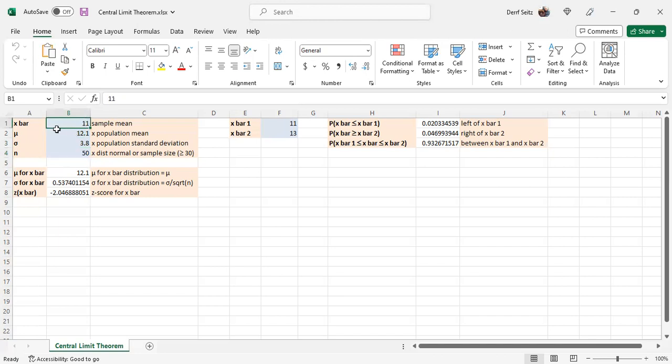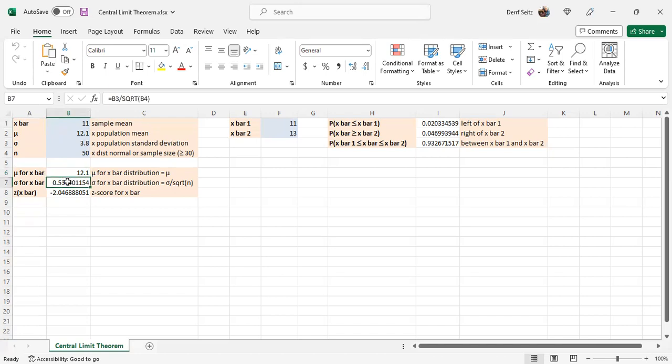Up here, you can put a particular value for X bar that will be used in the lower part down here. The first thing in the lower part, coming from the Central Limit Theorem, is that the mean for the sampling distribution, the mean for X bar, will be equal to the mean for the X population distribution, mu. It's equal to mu.